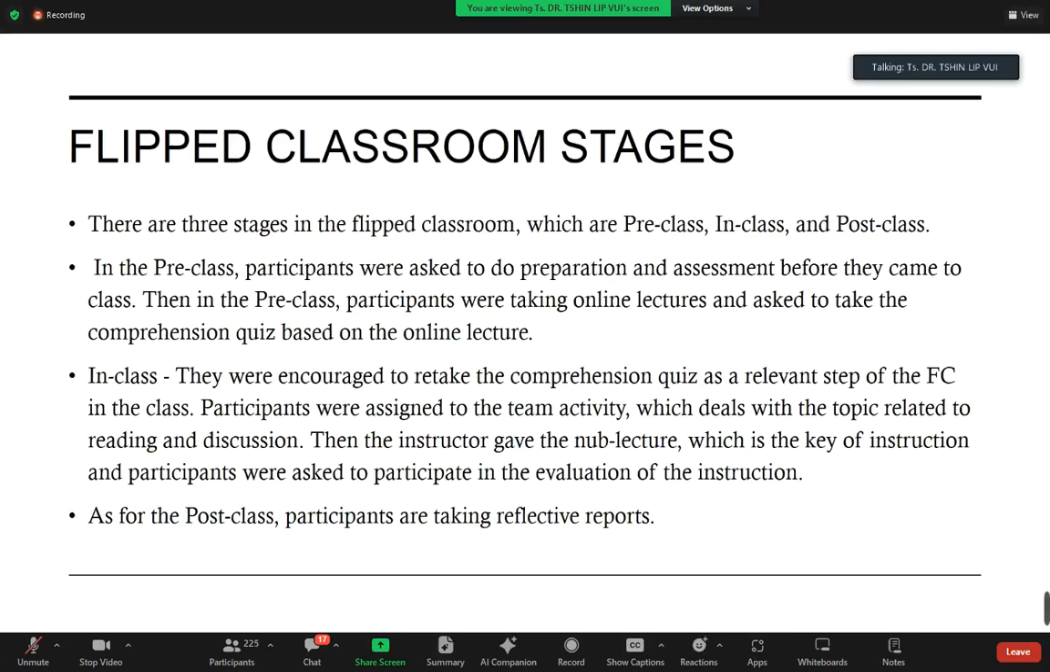Okay. As for the post-class, participants take reflective reports. So after the class, students will be asked some questions about the topic that they learned today, so whether they understood the topic they learned or not.